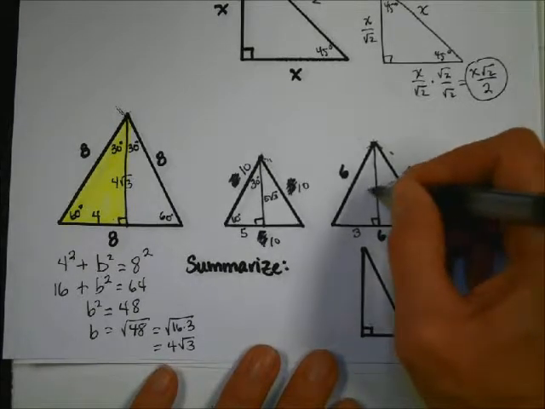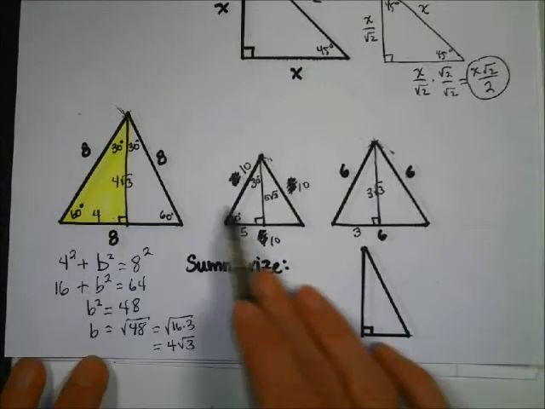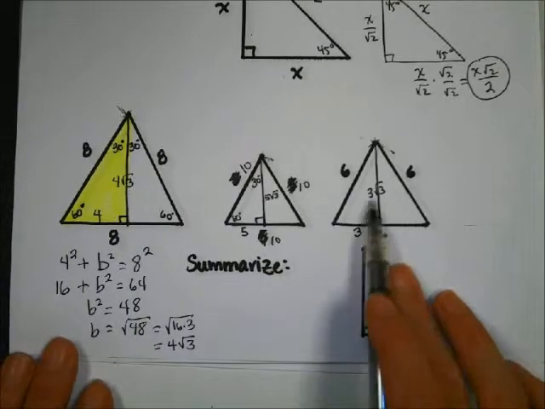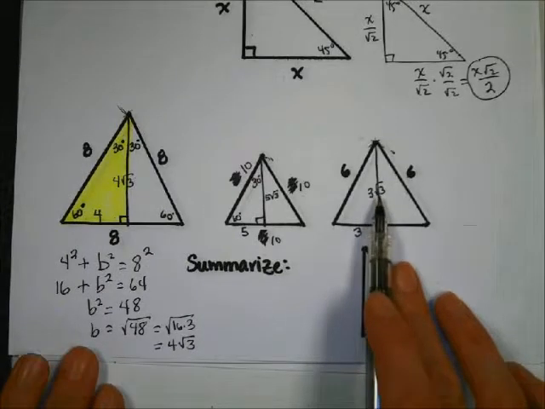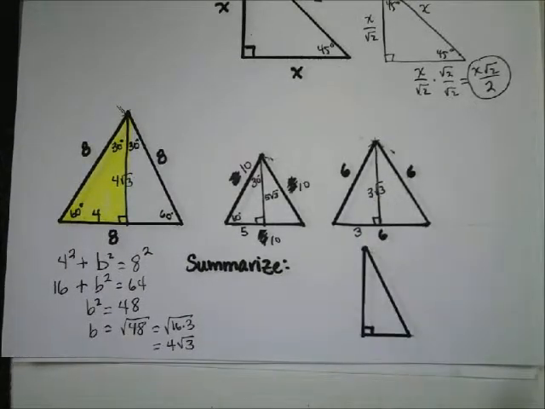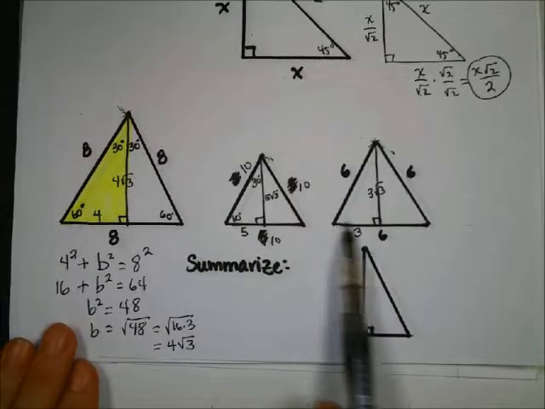So we used a pattern to be able to find out without using the Pythagorean theorem. That's the goal. We don't want to have to use the Pythagorean theorem. And really, we can't use the Pythagorean theorem all the time, because if I only give you one side, you can't use the Pythagorean theorem. You got to have two sides.